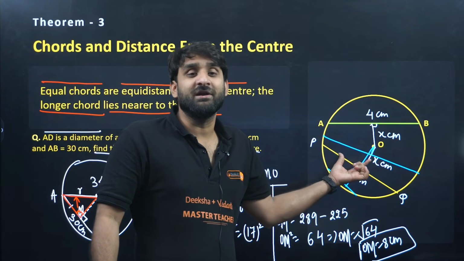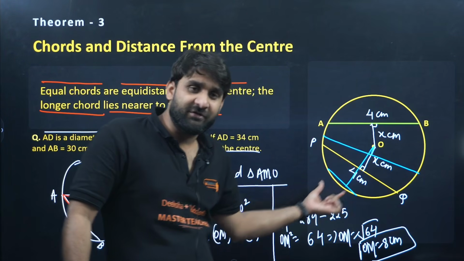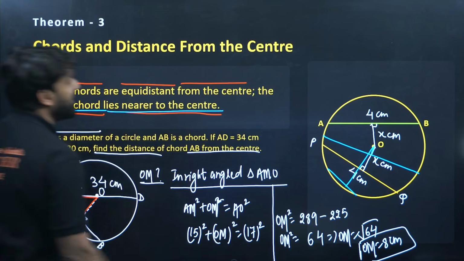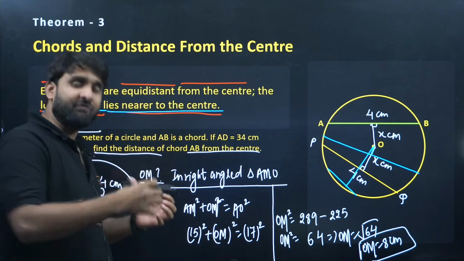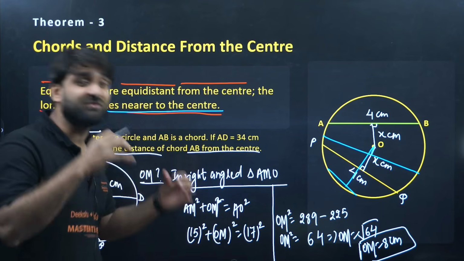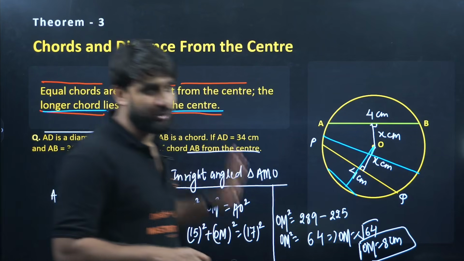is always close to the center, and the smaller chord is away from the center. The longer chord lies nearer to the center, and the smaller chords are away from the center. And equal chords are always at equal distances from the center. I hope this theorem is clear to you all.